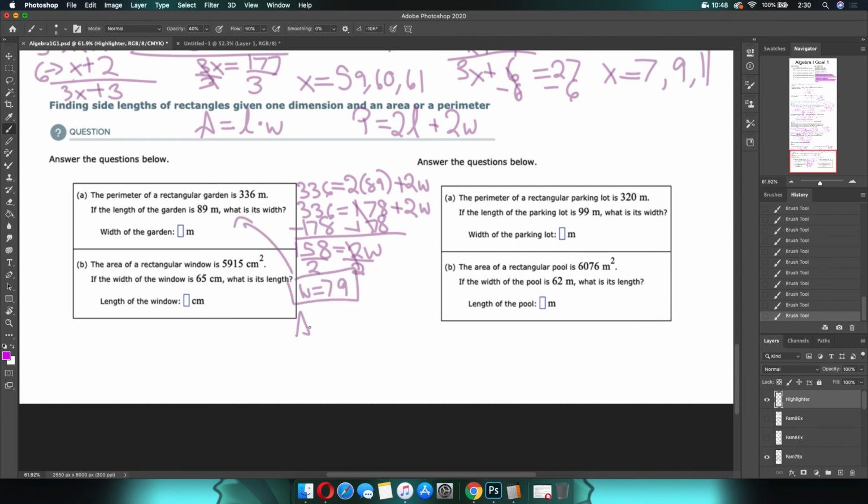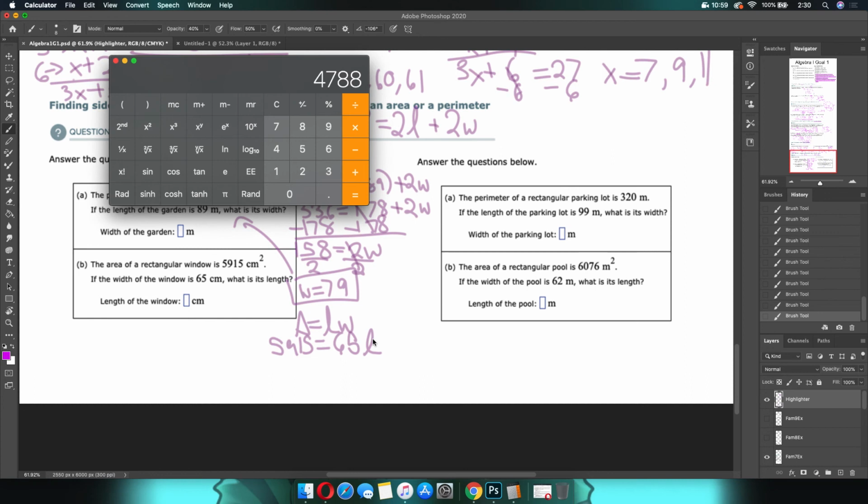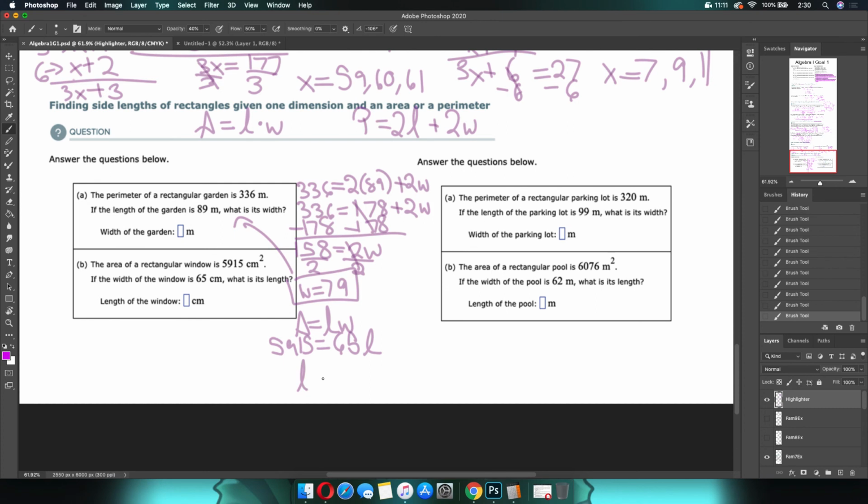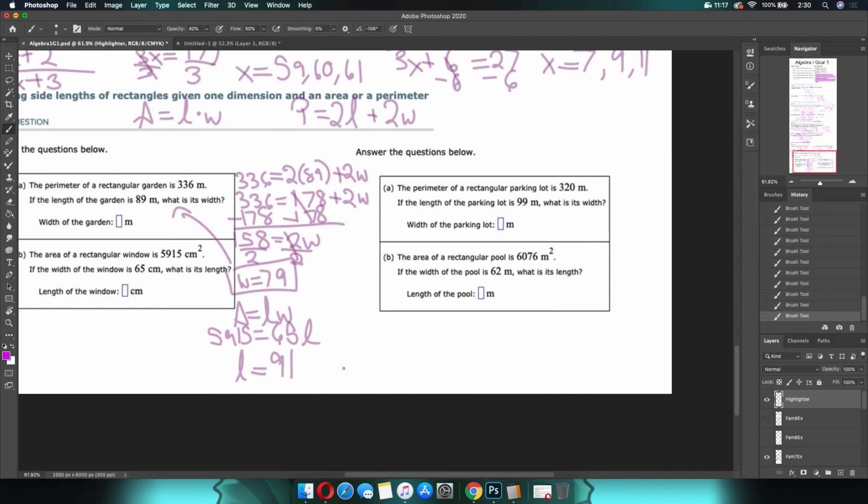Next one, area is length times width, right? So what's our area? 5915, and that's going to be 65 times the length. Well, I'm good, but I'm not that good. So what is 5915 divided by 65? 91. Length equals 91. And that's really all you're doing for this. There's not a lot of artifice here. There's not a lot of tricks of the trade or anything.